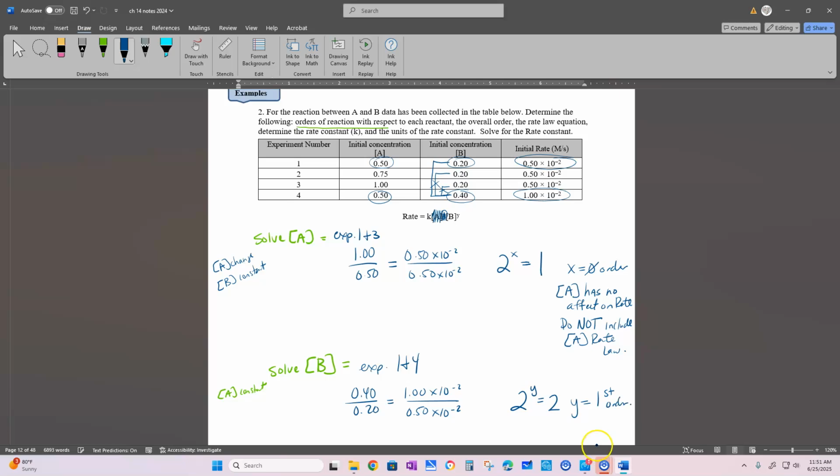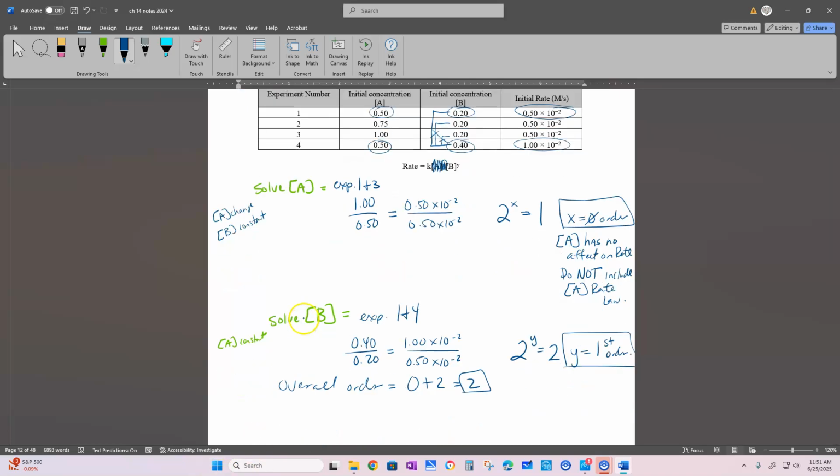Okay? So now I found the order to each one. What's my overall order? Well, my overall order is 0 plus 1, which is 1. I'm going to box these so that I can make sure I have those answers. What's my rate law? Well, A had no effect. So my rate law is k times B to the first order. And make sure you're putting those in brackets, not parentheses.